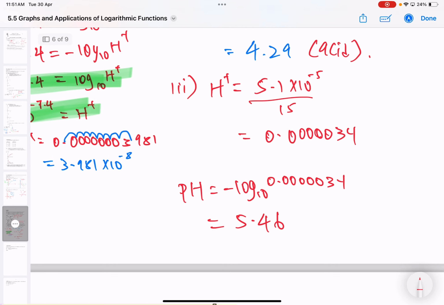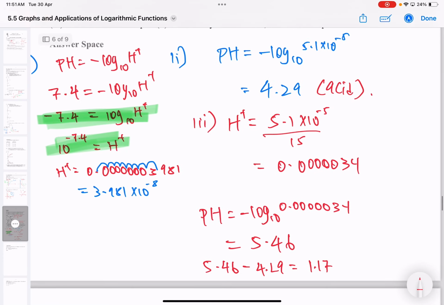The pH will increase by 5.46 minus 4.29. The pH increased by how much? 5.46 minus 4.29 is 1.17. Alright? So the pH increases by 1.17.